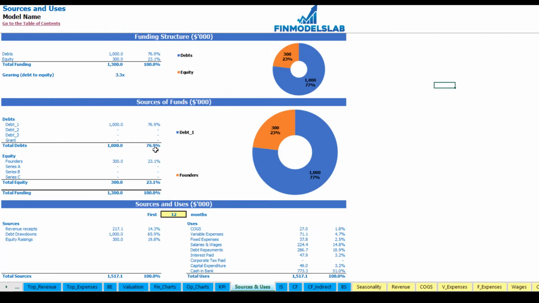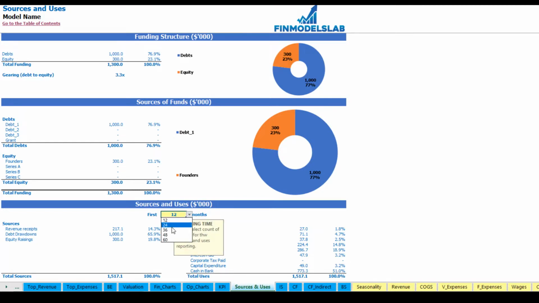The next report will show you the sources of funds broken down by different debts or grants, and equity broken down by funders, series A, B and C. Just a more detailed view of the funding structure on the top. And finally, below we may see the report, which is a very detailed view of sources of cash, which is revenue receipts, debts and equity, and uses broken down by COGS, variable expenses, fixed expenses, salaries, debt repayments, interest repayments, corporate tax paid, capital expenditure, and finally the cash in bank.